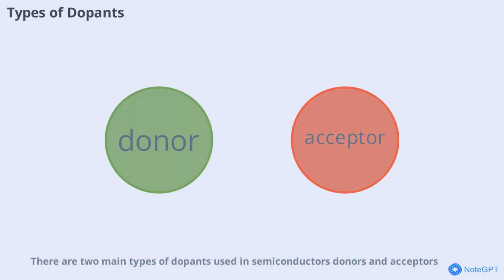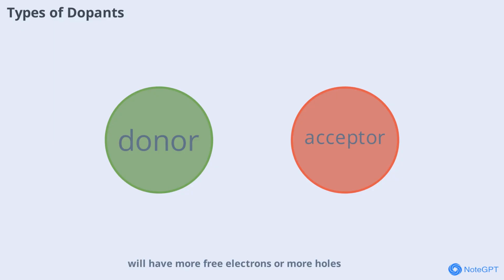There are two main types of dopants used in semiconductors: donors and acceptors. Donor dopants add extra electrons to the material, while acceptor dopants create spaces or holes where electrons can move. The choice of dopant determines whether the semiconductor will have more free electrons or more holes, which in turn affects how it conducts electricity. Let's explore these two types in more detail.